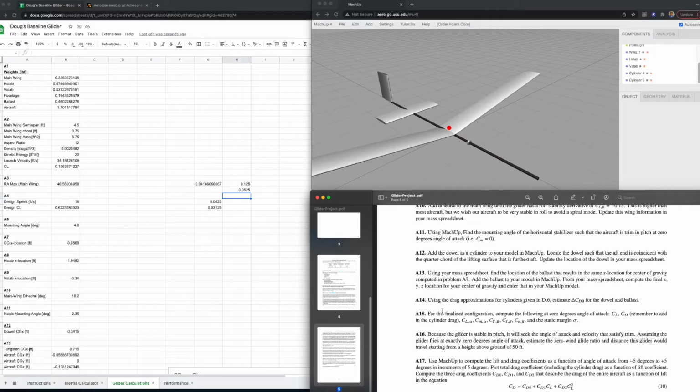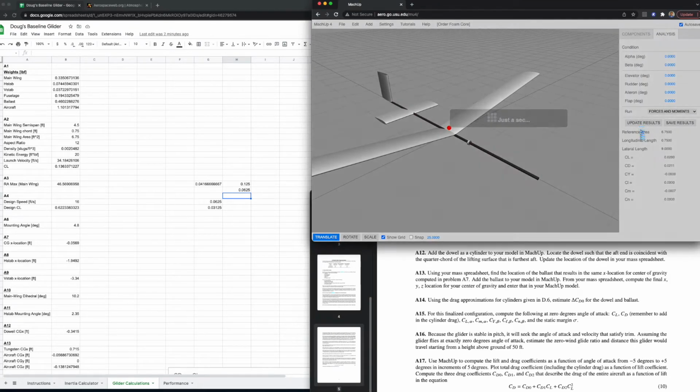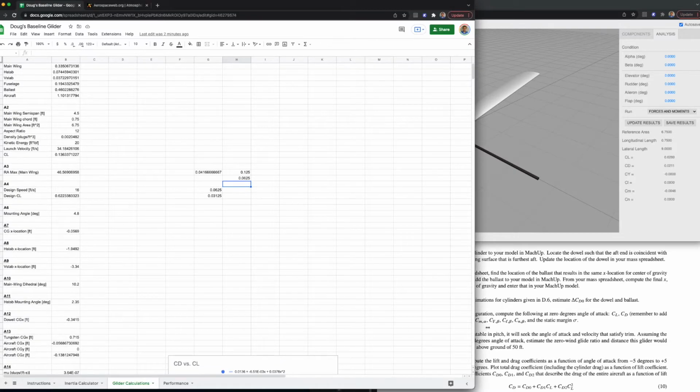Okay, use the drag approximations for cylinders given in D6, estimate delta CD naught for the dowel and ballast. Okay, so now we want to estimate how much drag is coming from the fuselage here, from this dowel and the ballast here. Now, mockup, when it computes drag, and we can come over here and update results. So the drag coefficient here is the drag that's produced by all of the lifting surfaces, but that's neglecting the drag from these cylinders that we've added. So what we want to do is estimate the drag from those cylinders, okay?